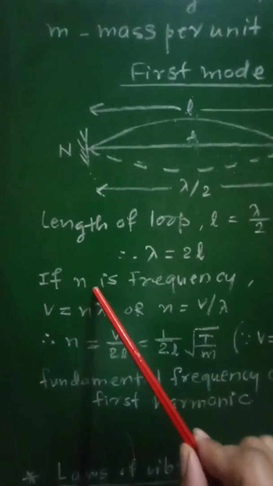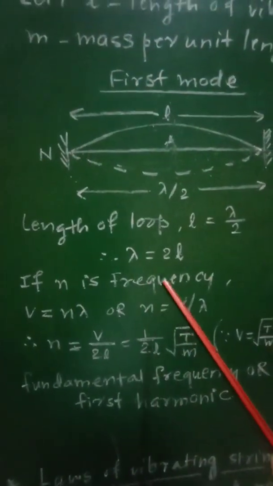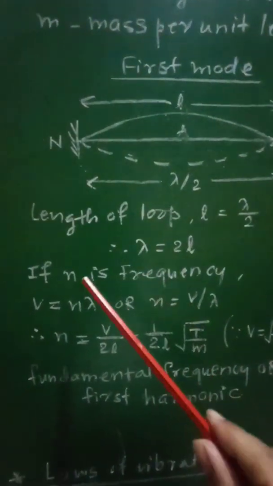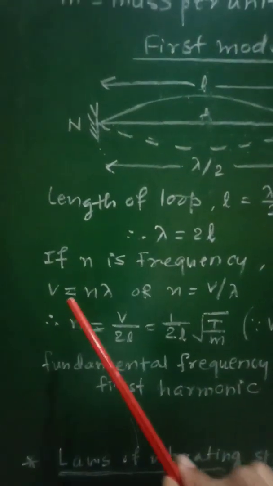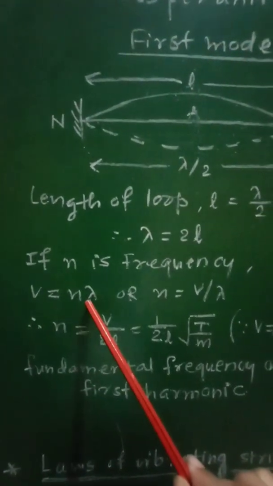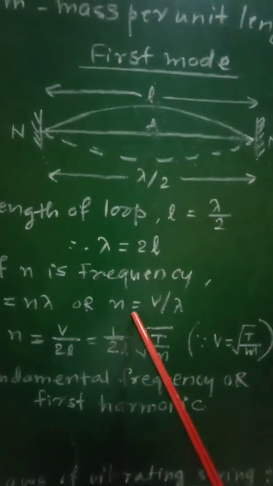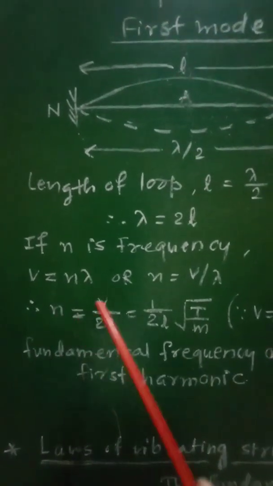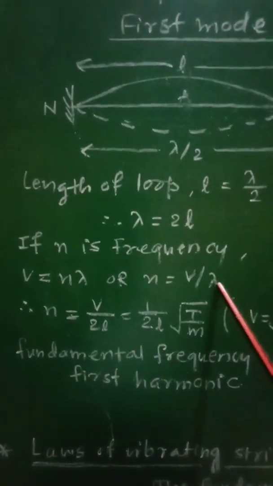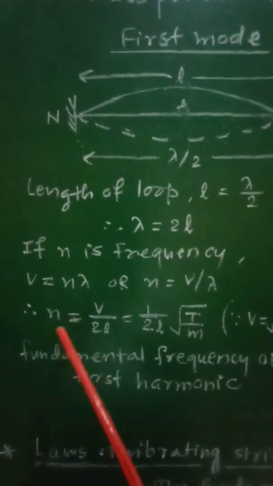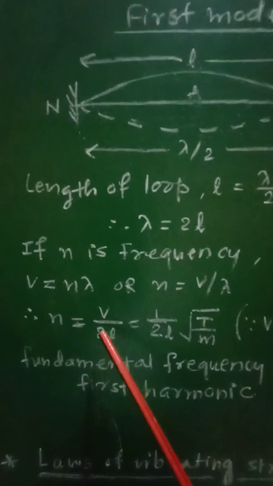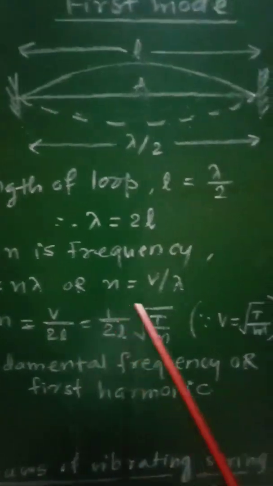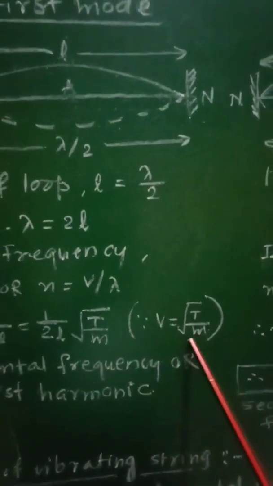Now if N represents the frequency of vibration of this first mode, that is the lowest frequency of vibration of the stretched string, then we know the relation v equal to N lambda. Therefore N is equal to v by lambda, and since lambda is equal to 2L, N is equal to v by 2L. In case of the waves produced along the length of the string, the velocity v is given as v is equal to square root of T by M.